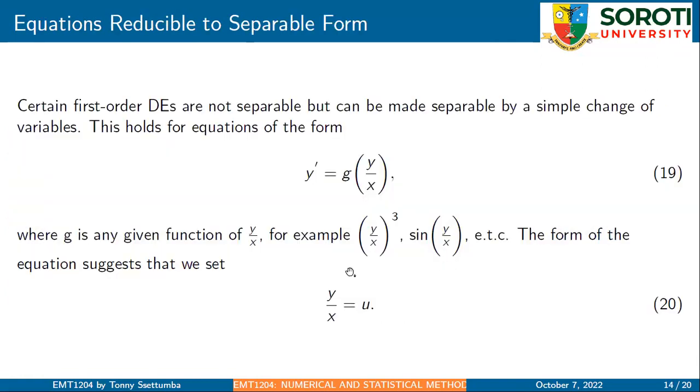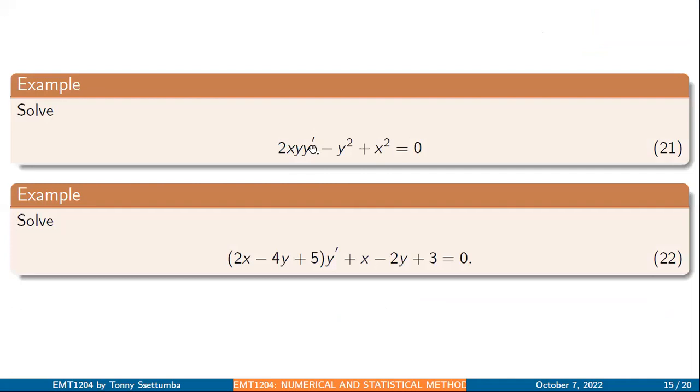Now we can look at equations that are reducible to separable form. Certain first order DEs are not separable, but can be made separable by a simple change of variables. This holds for equations in the form of 19, where y dash is g of y over x, and where g is a given function of y over x. In this form, we suggest to set this fraction equal to u. And we can take an example of this.